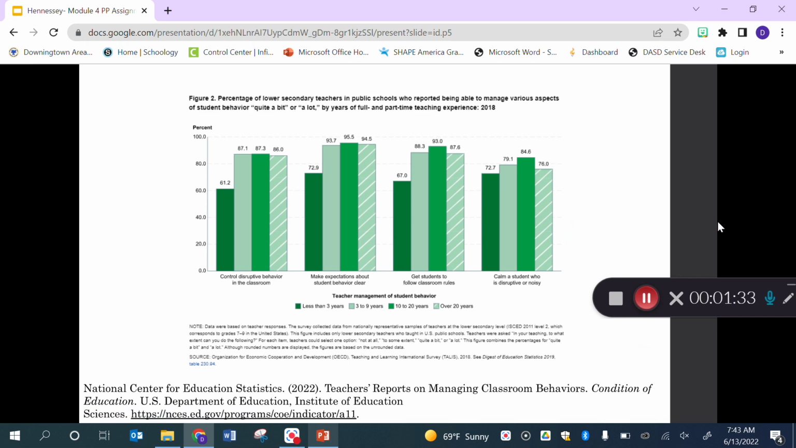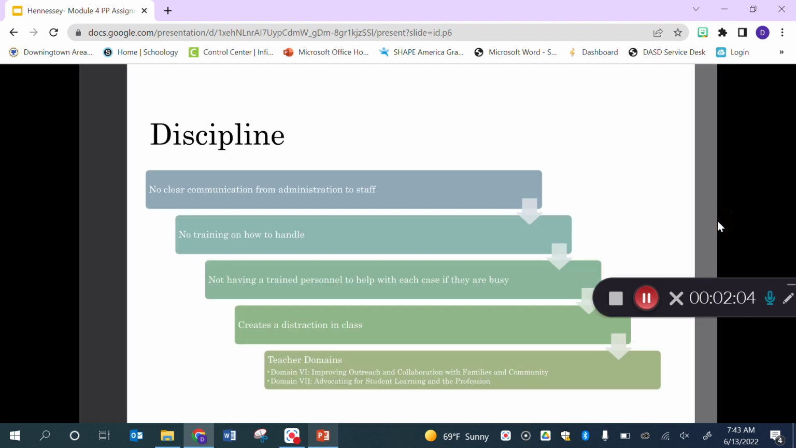The next main issue that we see is discipline issues. Looking at this chart, you can see teacher management of student behavior, how many years that teacher has taught, and how they are able to control disruptive behavior in the classroom, make expectations about student behavior clear, get students to follow classroom rules, calm a student who is in a disruptive or noisy state. We had one class this year in particular that had two students constantly throwing chairs, hurting others, and scaring their classmates.